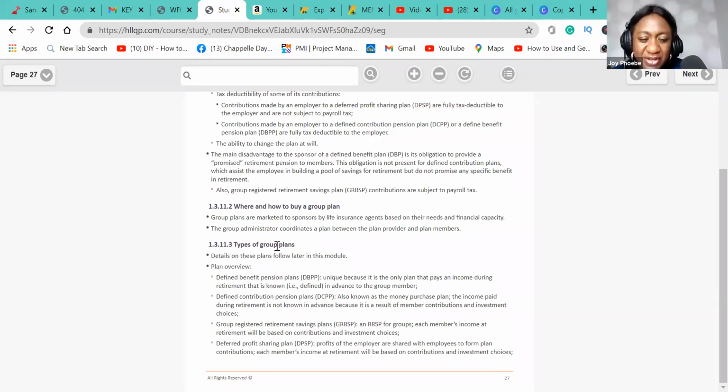So deferred profit sharing is all about employers sharing the profit of the employer with employees to form plan contributions, and each member's income at retirement will be based on the contributions and investment choices.